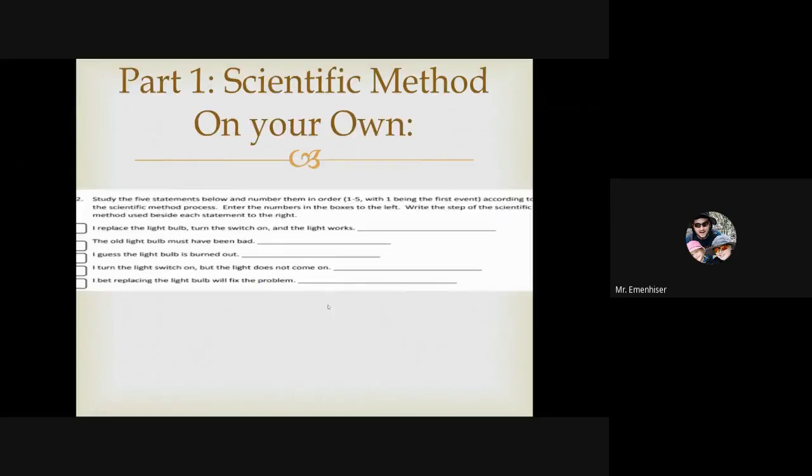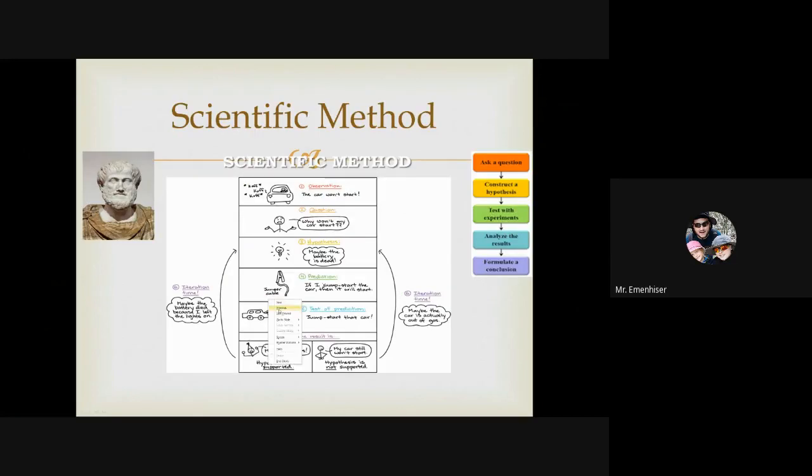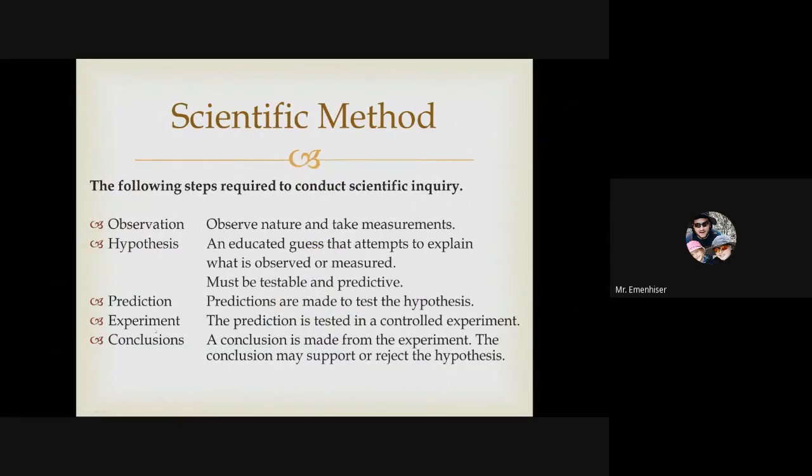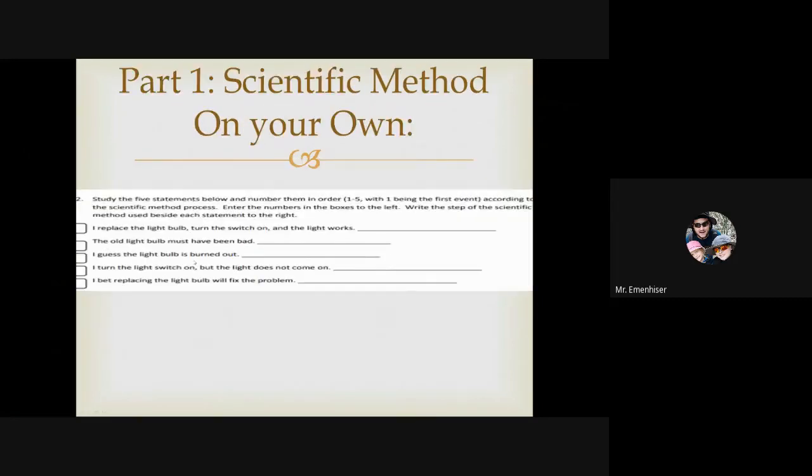I want students to do this on their own. Study the 5 statements below and number them in order from 1 to 5, with 1 being the first event, according to the scientific method process. We're going to enter the numbers here, and then we're going to write the steps here. If we go back here, this is our word bank. 1, 2, 3, 4, 5. There are 5 statements there, and we're going to list them. Put these in order and label them. You should be able to do that on your own. We did this together already.